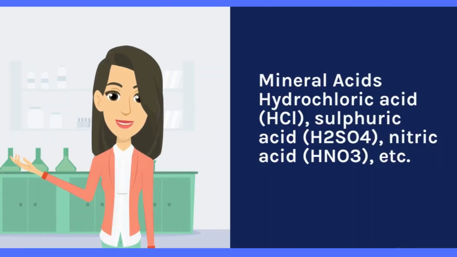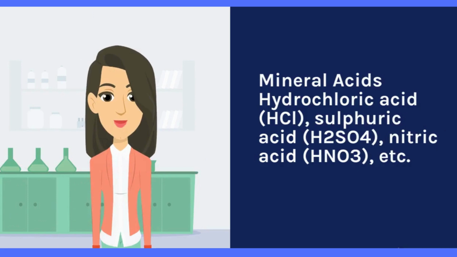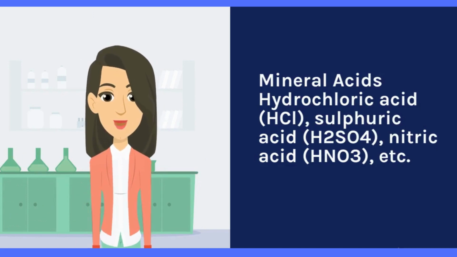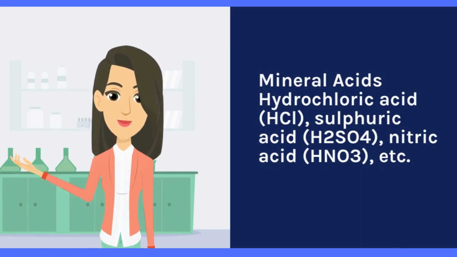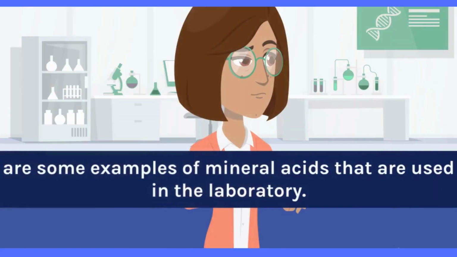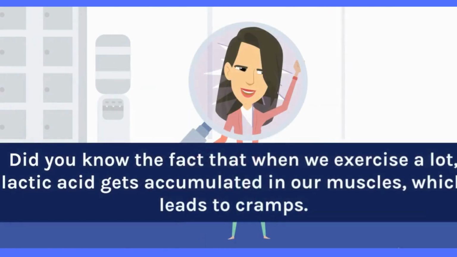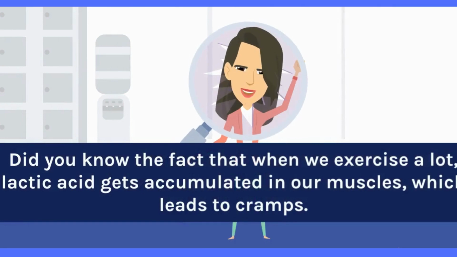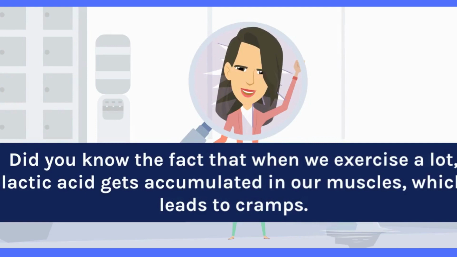Mineral acids: hydrochloric acid, HCl, sulfuric acid, H2SO4, nitric acid, HNO3, etc. are some examples of mineral acids that are used in the laboratory. Did you know the fact that when we exercise a lot, lactic acid gets accumulated in our muscles, which leads to cramps?